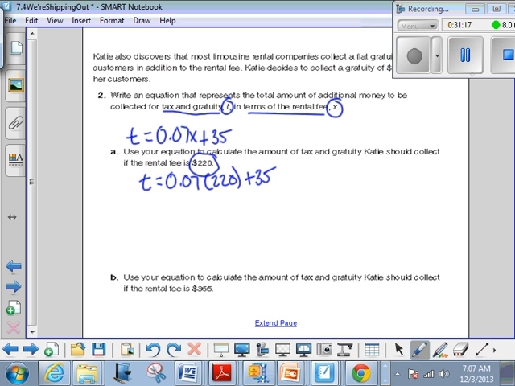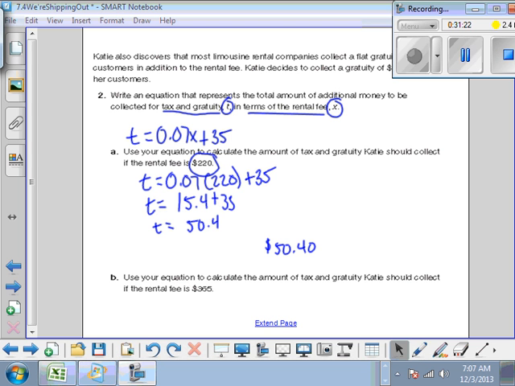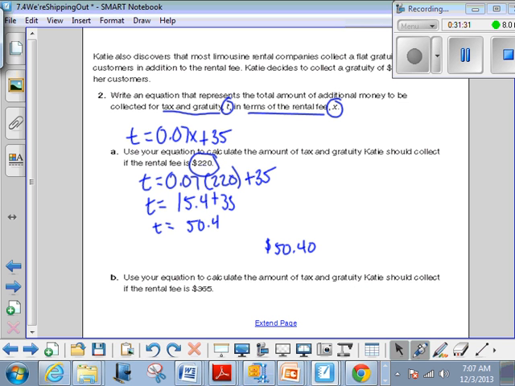So now use your equation again to calculate the amount of tax and gratuity Katie should collect if the fee is $365. Go ahead and work on C and D as well. And then once you finish B, C, and D, go ahead and check your answers with mine.